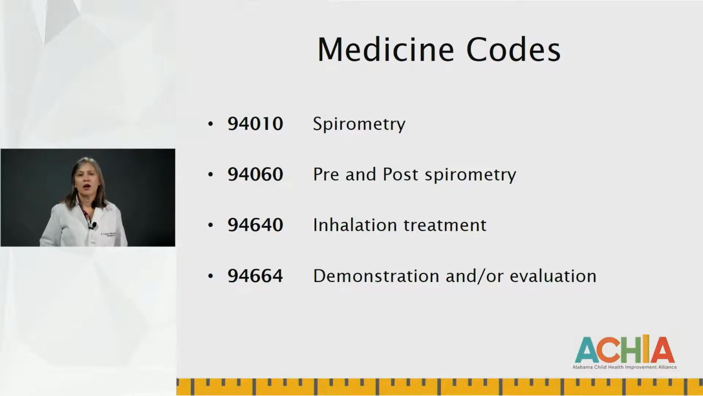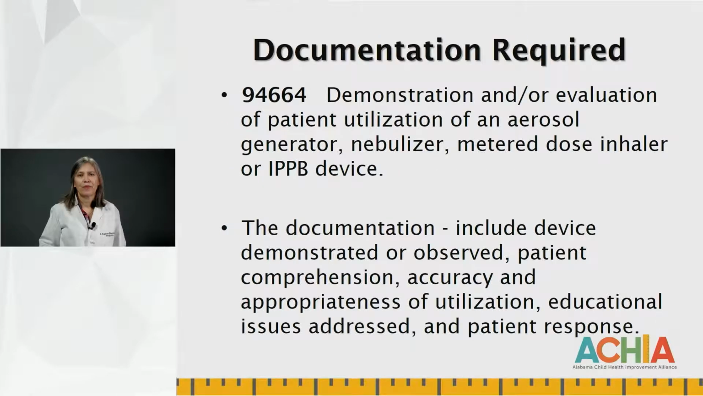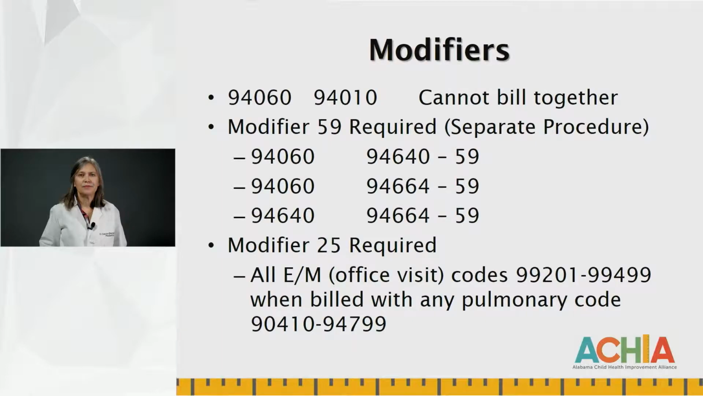Moving on to some medicine codes that your practice may use. If you're performing spirometry, you may want to use the 94010, and there's also a code for pre and post spirometry. Most of us are going to provide inhalation treatments, and we also need to be coding for when we provide education with the 94664. Now, if you're going to give education, you need to document what you did. So talk about the device you used, the patient's understanding of the device, and how did they respond once the education was complete. And remember to use your modifiers.